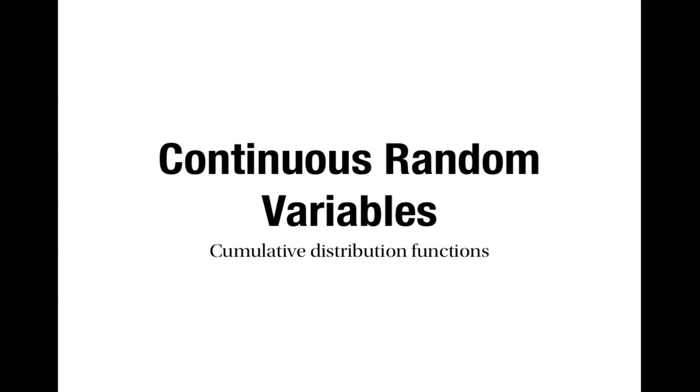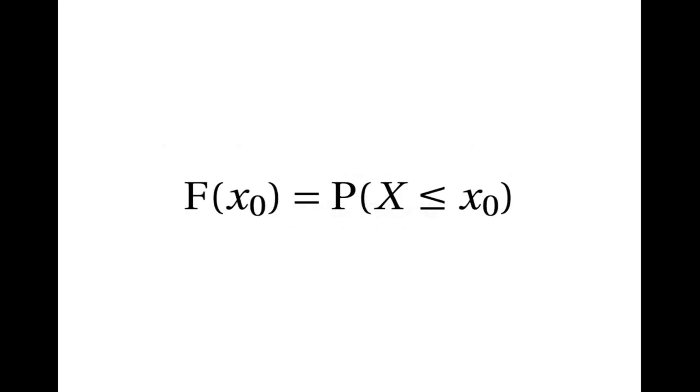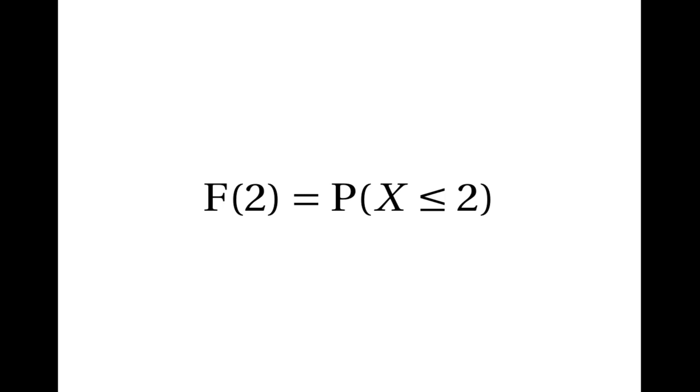This is a video about cumulative distribution functions for continuous random variables. The cumulative distribution function, almost always written with a capital letter F, is a function whose output is the probability that x is less than or equal to the input. So for example, F of 2 is the probability that x is less than or equal to 2, and F of 3 is the probability that x is less than or equal to 3.